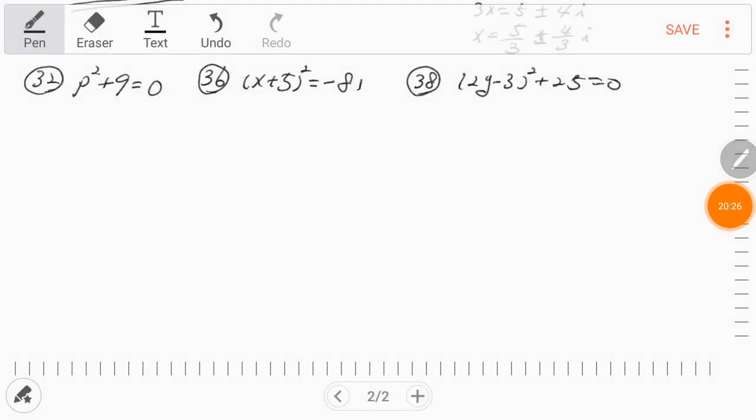Okay, let's do some exercise. Okay, the first one is p squared plus 9 equals 0. So move plus 9 to the right side, so negative 9. And something squared is negative, so the solution should be a complex number. Then p is equal to plus or minus square root of negative 9. Then p equals plus or minus square root of 9i, because square root of negative 1 is i.